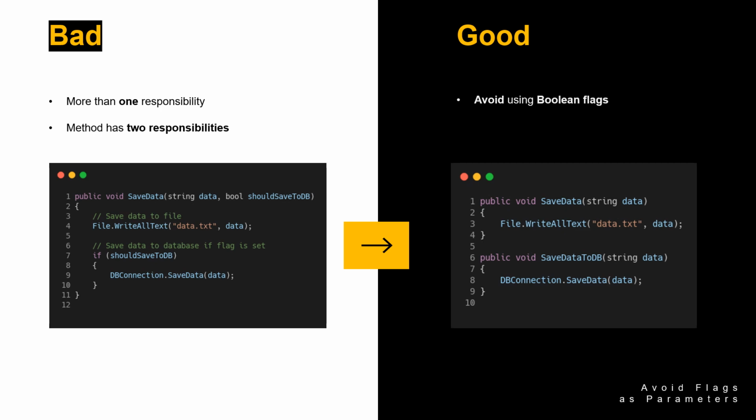While this may seem convenient at first, having multiple responsibilities within a single method can make the code more difficult to understand and test. A better solution would be to split the method into two separate methods, one for saving data to a file and another for saving data to a database. This would make it easier to understand the purpose of each method and make the code more maintainable. Overall, it is generally considered a good practice to avoid using Boolean flags in method parameters whenever possible, in order to create clean and maintainable code that is easier to understand and modify.